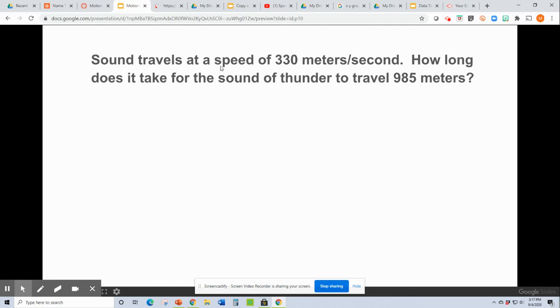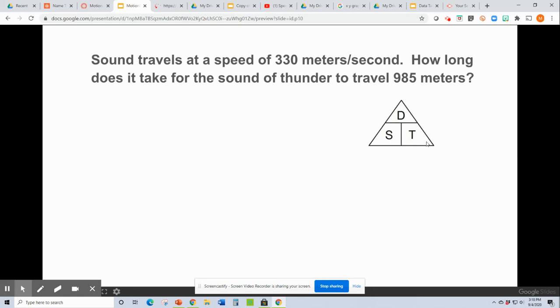Well, I notice that I have speed. I'm given that. And I notice that I have a distance, 985 meters. But now I have a question. How long does it take? So I'm solving for something different this time. I'm actually solving for time.